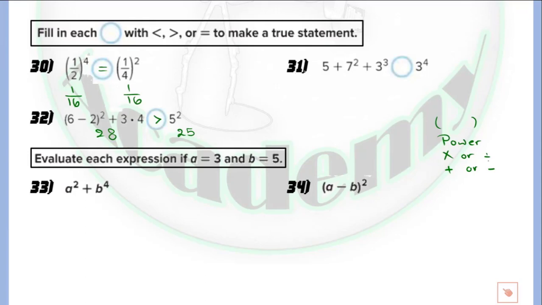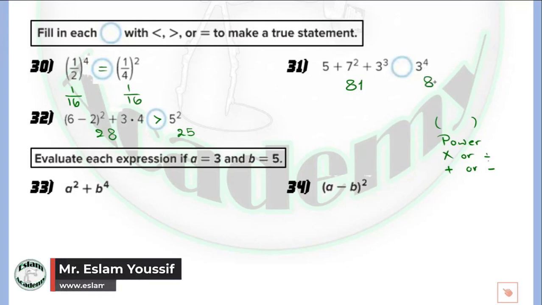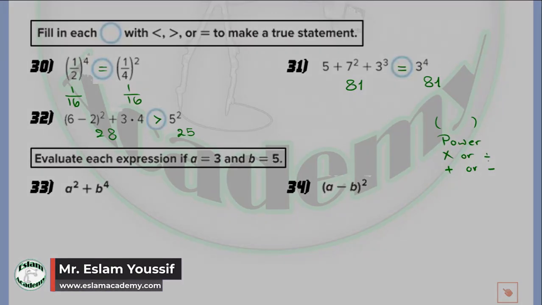In the same way, we will solve question number 31. We will find 7 to the power 2 equals 49, and 3 to the power 3 equals 27. By adding, you will find that the answer will be equal to 81. 3 to the power 4 equals 81. By comparing, you will find that both of them are equal.